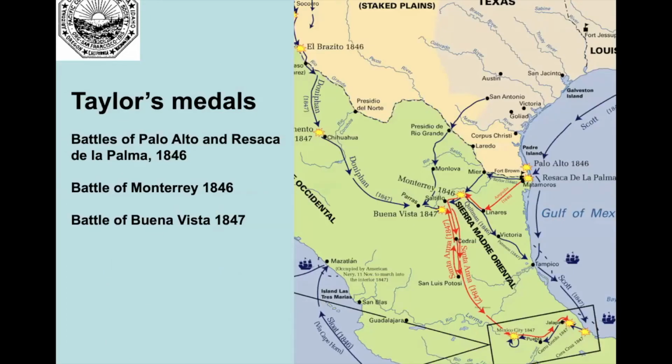So let's talk about Taylor's medals and the battle. So you can see here Corpus Christi. This is where Taylor was sent originally, and because this border here was the contested part that Mexico wanted to be the border, and Texas was saying, well, no, it should be down here at the Rio Grande.